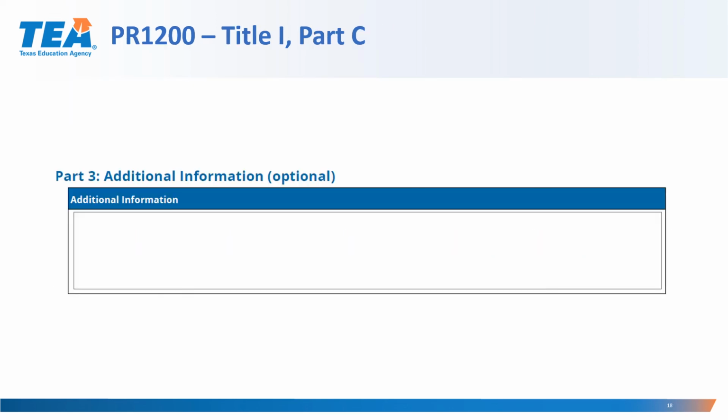Part 3, additional information, optional. If the LEA wishes to provide additional information, they can input that information in the box below. It's important to remember that this is optional.